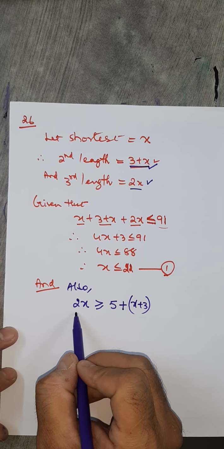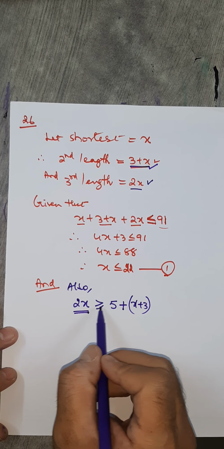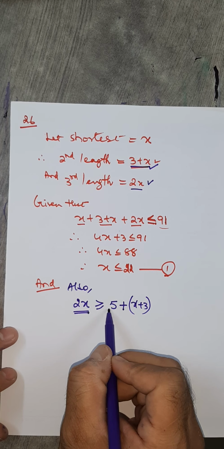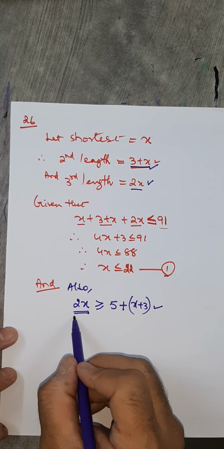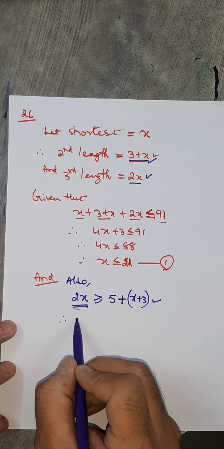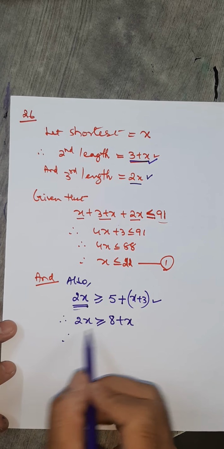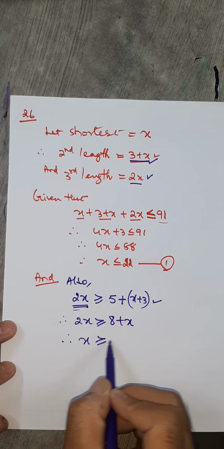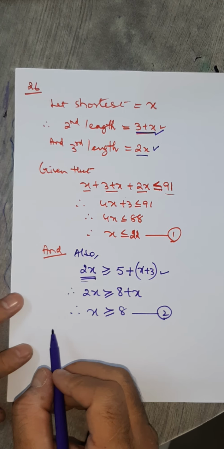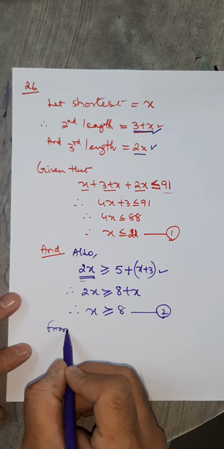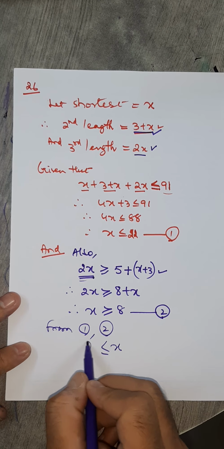I repeat, what's the condition? The third piece, that is 2x, should be at least 5 longer, that is minimum 5. Then this second one, what's the length of the second one? That is x plus 3. This is the second condition. So 2x is greater than or equal to 8 plus x. Take x on this side. So x is greater than or equal to 8. So if you combine 1 and 2, you can say here from 1 and 2, x is greater than or equal to 8.